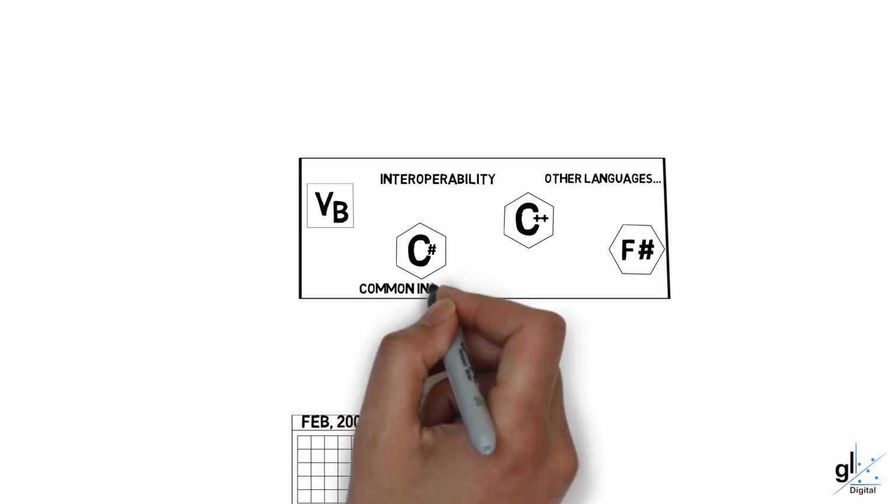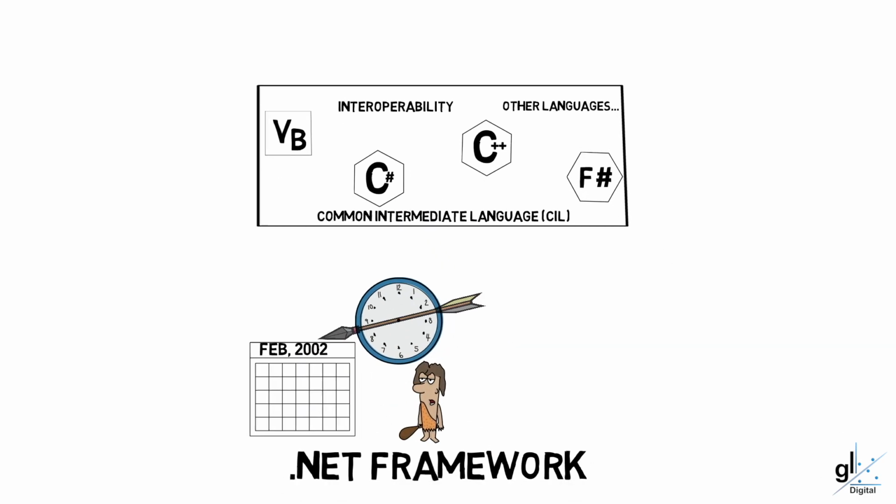What makes this possible is the Common Intermediate Language, or CIL. All high-level .NET programming languages like C#, Visual Basic, C++, etc. are first compiled into the Common Intermediate Language before further compilation into machine language by the Common Language Runtime. All code that runs within the .NET runtime is considered managed code.